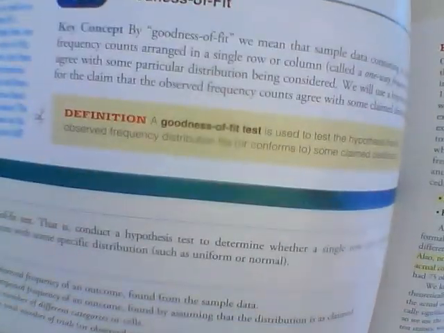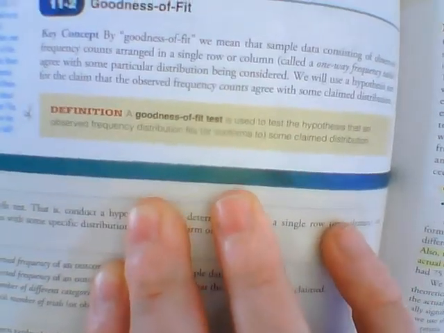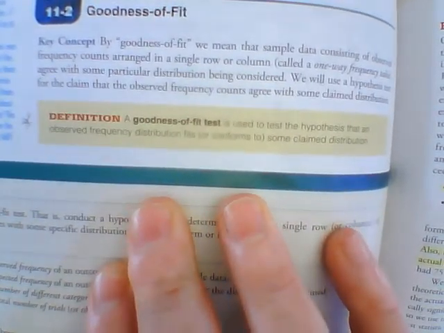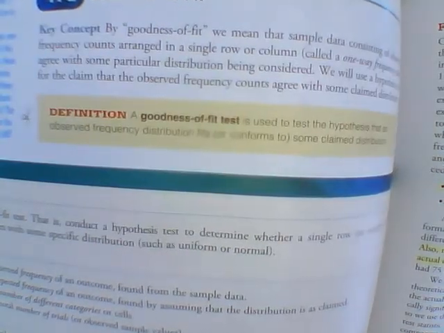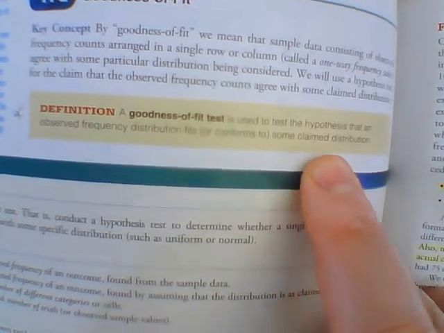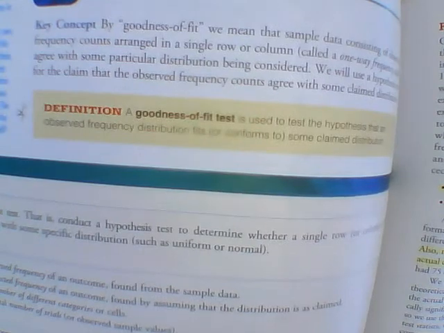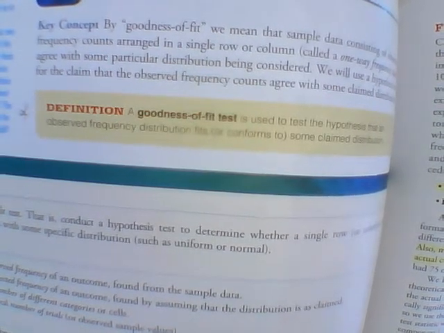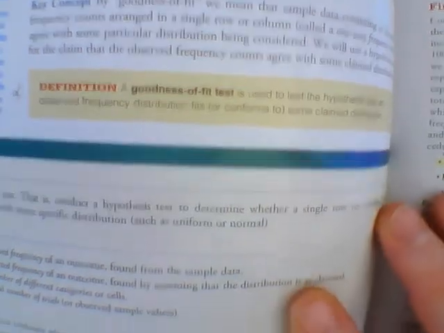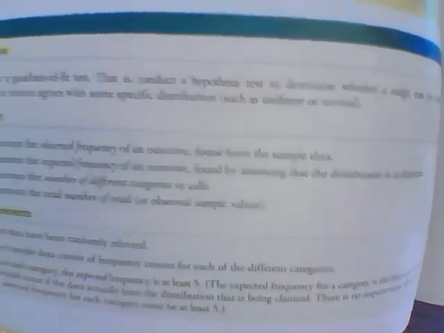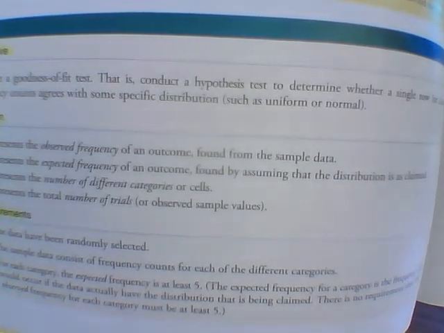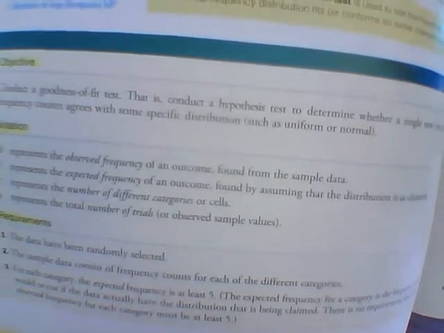So we're looking at the goodness of fit test. The goodness of fit is used to test the hypothesis that an observed frequency distribution fits some claimed distribution. Basically, we're trying to figure out, is there some sort of proportional results that are relating to each other? So the objective here is to conduct a goodness of fit test. Once again, this is a hypothesis test to determine whether a single row or column of frequency counts agrees with a specific distribution, uniform or normal.